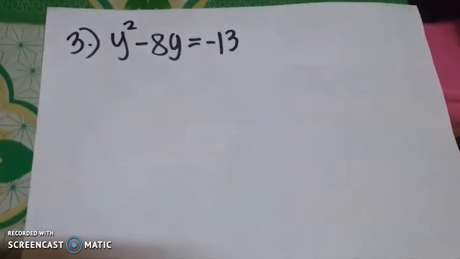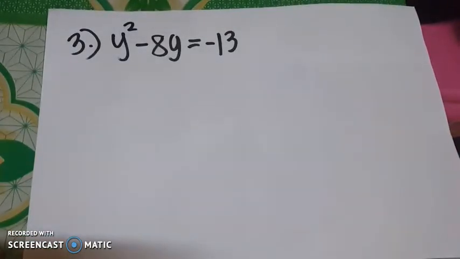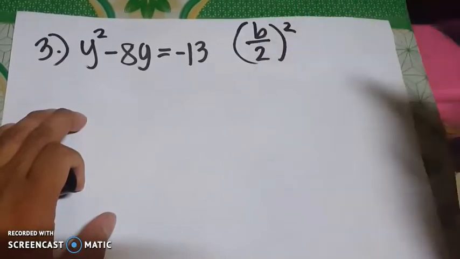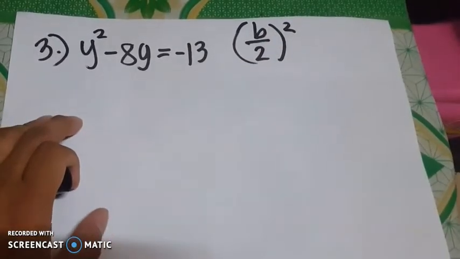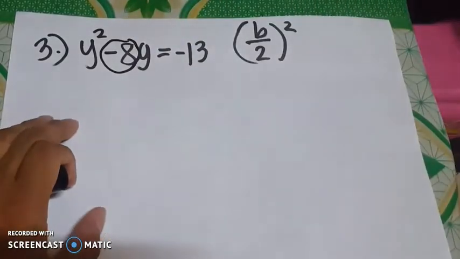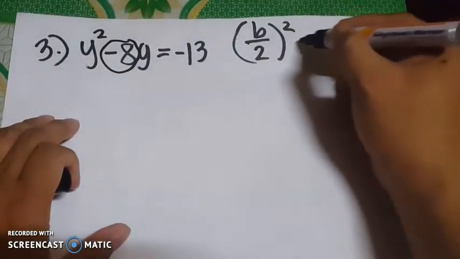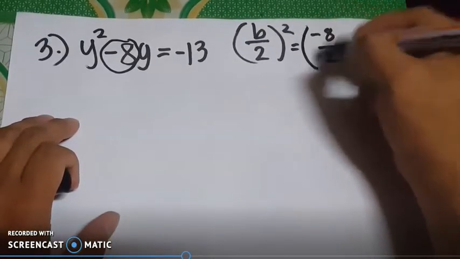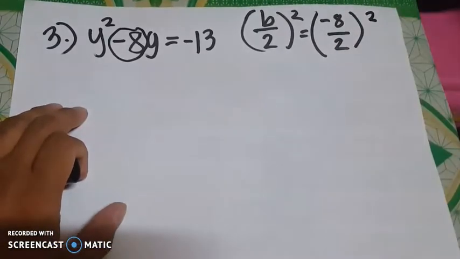So just like example number 2, it was already arranged in the right form of the equation for us to use completing the square. All we have to do now is to right away make use of the expression b over 2 quantity squared. What's the value of b? That value of b is the numerical coefficient of the linear term. The linear term is this, so the number with it is negative 8. So, substitute, it will be equal to negative 8 divided by 2 quantity squared.